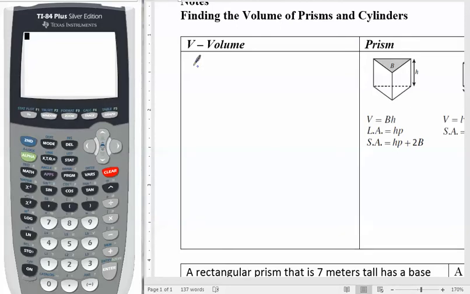When I talk about volume, I'm talking about how much the shape can be filled. If I'm thinking about a present, it's how much is on the inside of the present.